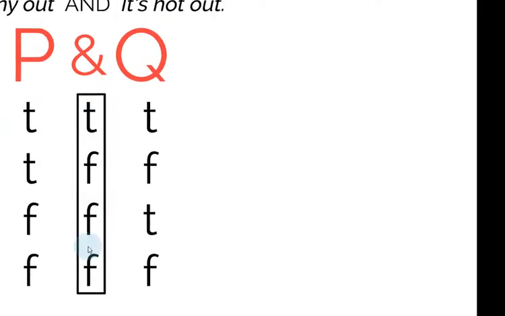Okay, so P represents it's sunny out, the ampersand represents "and", and the Q represents it's hot out. So we're just looking at all the logical possibilities, right? It could be sunny out and hot out, like in the first row. Ignore this column right now, okay? Just look at the P's and the Q's. Ignore the "and".